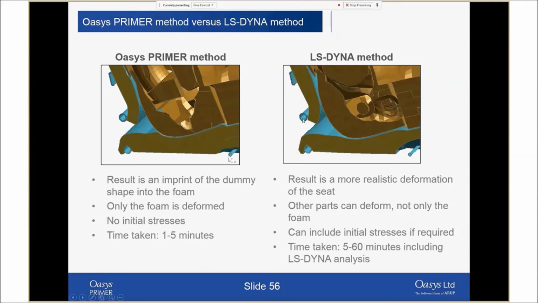With the LS-DYNA method, which is the more complete method really, the result is a more realistic deformation of the seat. Other parts can deform, not just the foam, and you can include the initial stresses. It does take longer because obviously you've got to include an LS-DYNA analysis in the time taken, but the dummy itself is rigidified, so the models generally tend to be quite small, and you can usually get them through quite quickly.